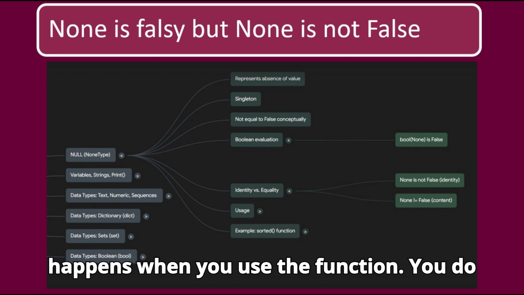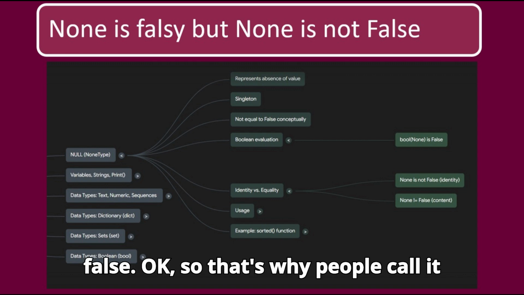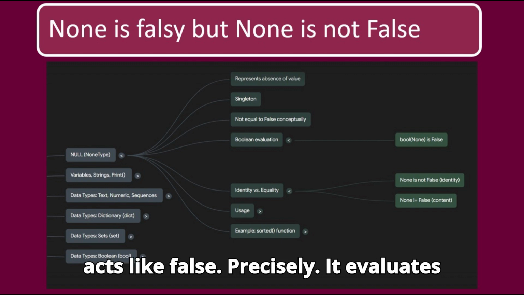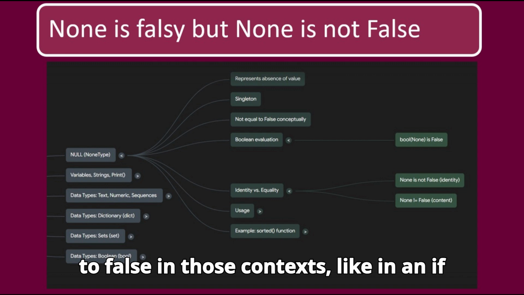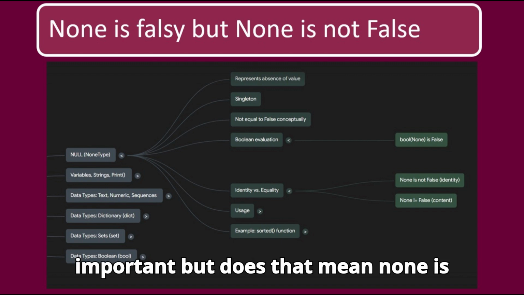Well, it shows what happens when you use the bool function. If you do bool(None), the result you get back is False. Okay. So that's why people call it falsy, because in a Boolean check, it acts like False. Precisely. It evaluates to False in those contexts, like in an if statement. And this seems like the important but. Does that mean None is False?